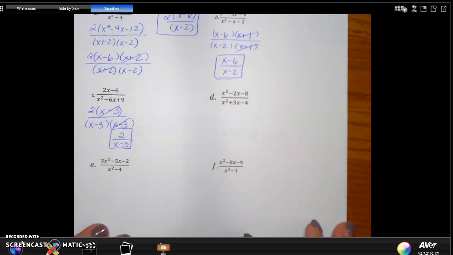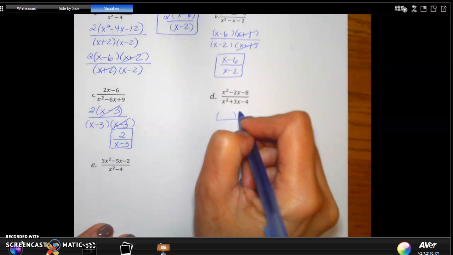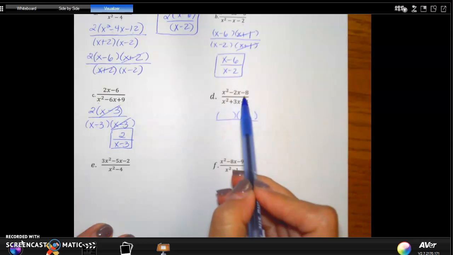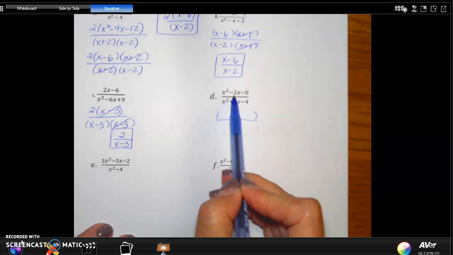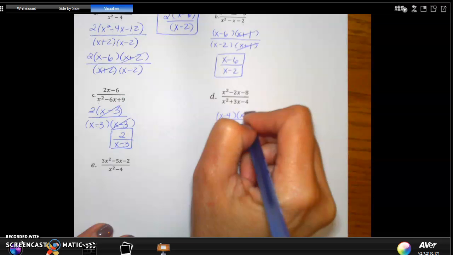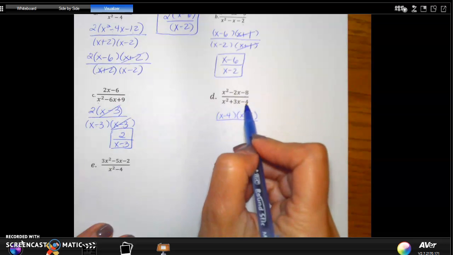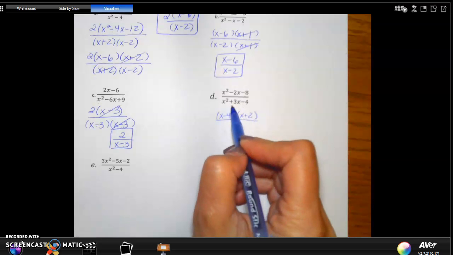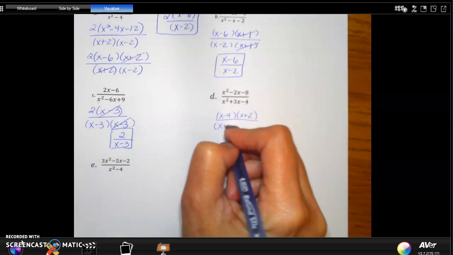Then the next one over, we can do our binomial pairs on the top. So we need to get to negative 8. So we're going to have negative 4 and positive 2 to get us to a negative 2 in the middle. And then here we need 4 at the end and 3 in the middle. So we're going to use 4 and 1. The 4 needs to be positive.